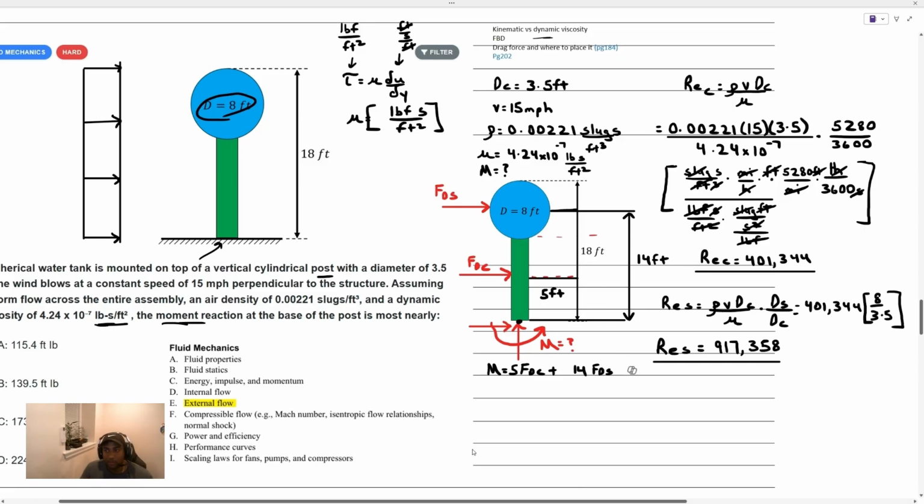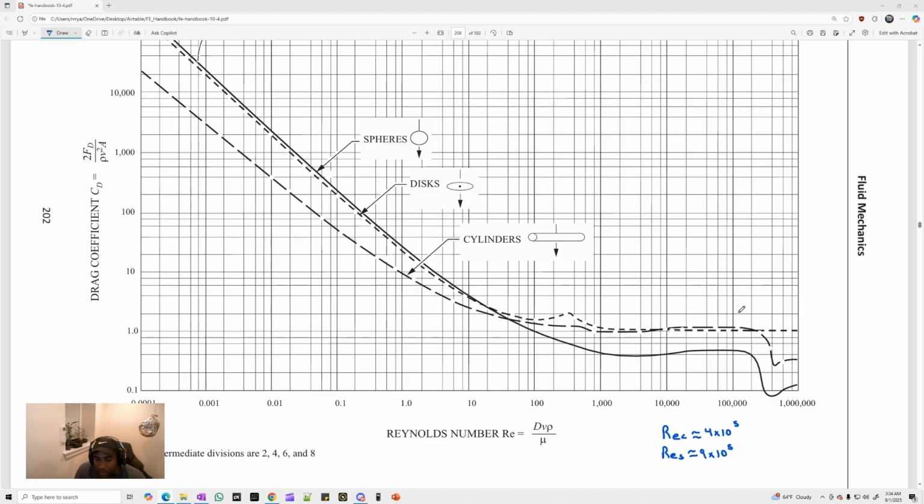Okay, so now that we have what the Reynolds number for the cylinder and sphere are, we can go back into the FE reference manual. So you can see I went ahead and logged down the Reynolds number for the cylinder and the sphere that we found. So we're going to start off with that sphere. That sphere corresponds to this kind of solid line over here. So we're going to follow that solid line all the way to 9 times 10 to the 5th. That is somewhere around here. And the intersection where it occurs is around there. All right, so that is for the sphere.